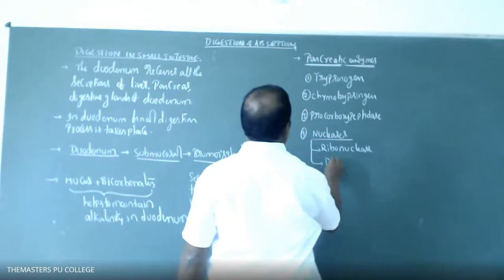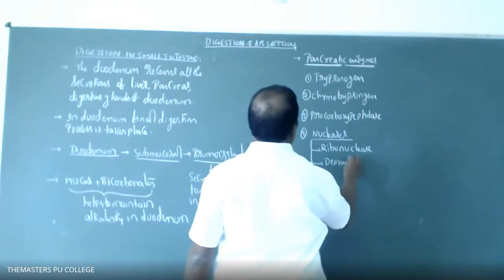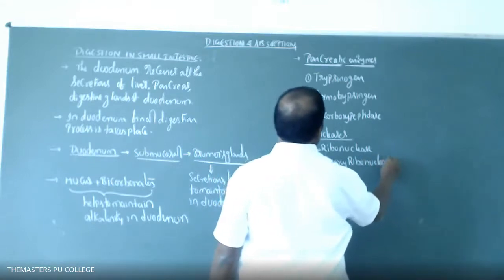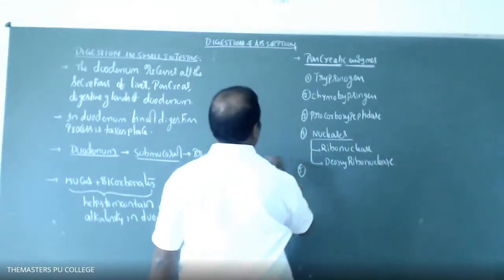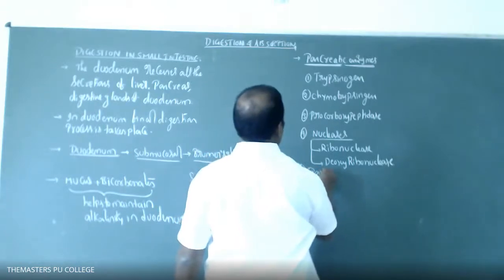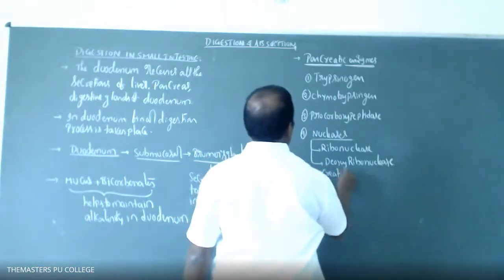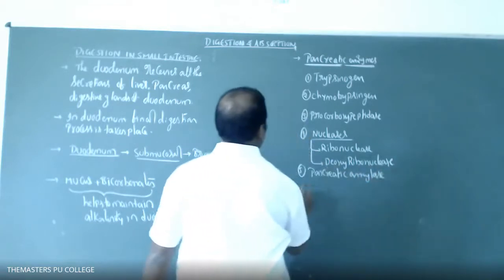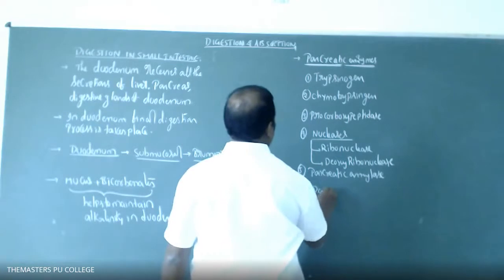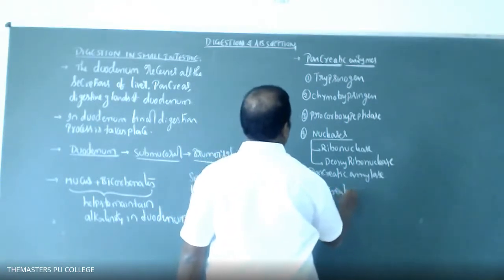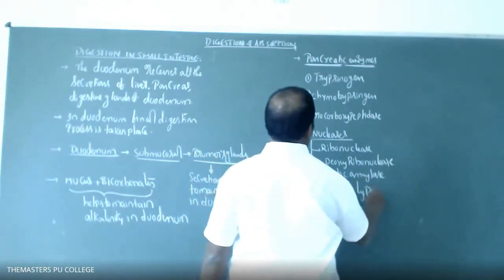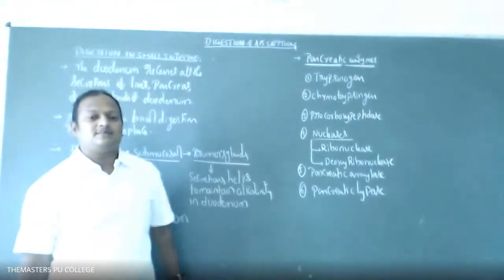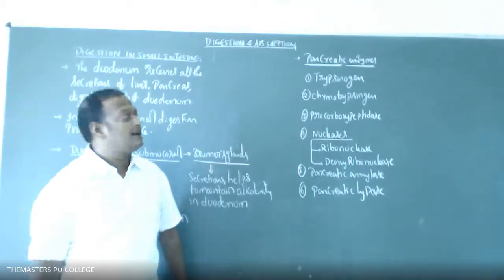Next one, deoxyribonuclease. Okay, next one, pancreatic amylase. Next one, pancreatic lipase. So these are the enzymes secreted from the pancreas.